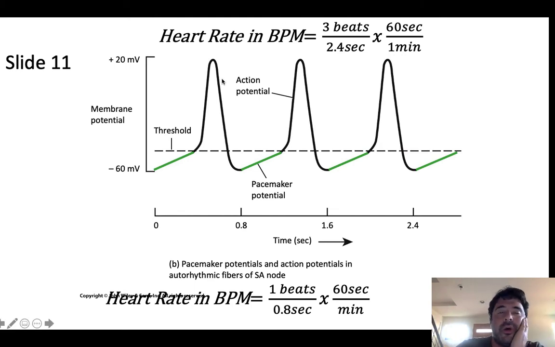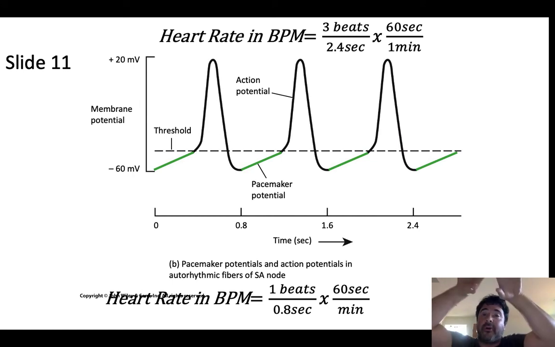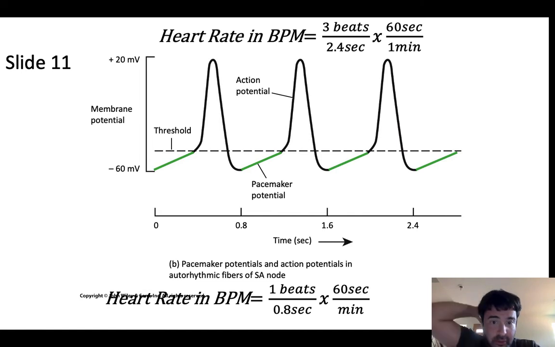Well, I know that every pacemaker potential in a healthy heart is ultimately going to initiate a massive cardiac impulse, an electrical signal that's going to spread throughout the entirety of the heart, producing a heartbeat, the rhythmic contraction of the atria and the ventricles. So I know that each one of these correlates with a heartbeat, and he wants me to measure heart rate in beats per minute, right? I'm calculating heart rate in beats per minute.